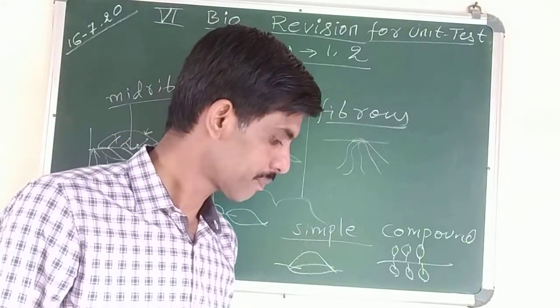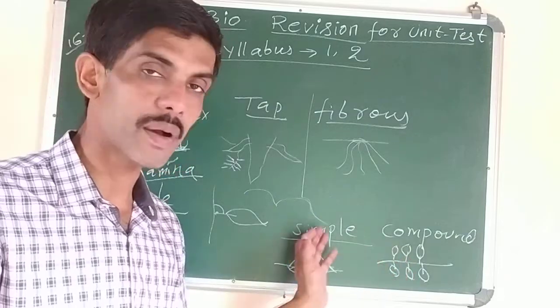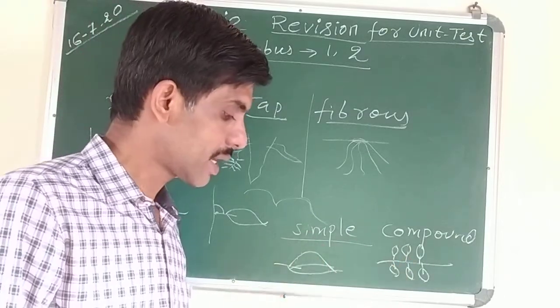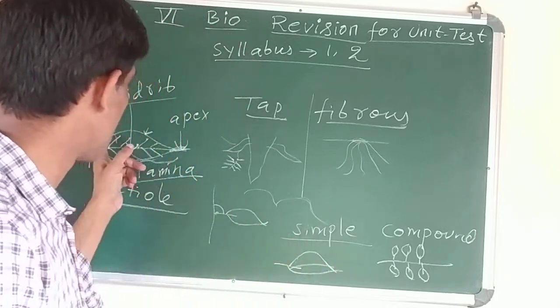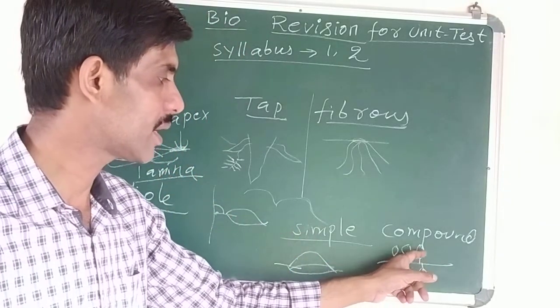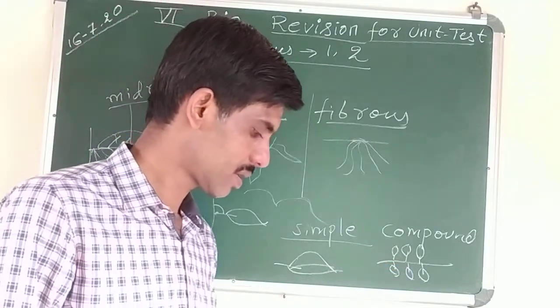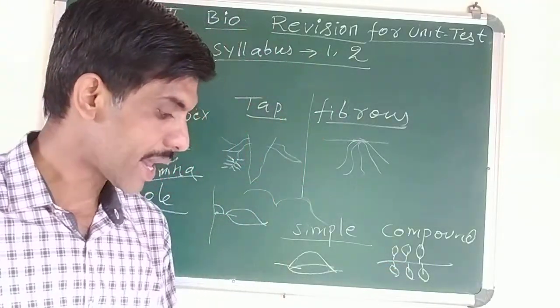Then next is differences between simple and compound leaf. You can learn, like simple leaf, the lamina is not divided. This is the lamina, it is not divided. But here in compound leaf, it is divided into smaller leaflets. Then what is the arrangement of leaves?